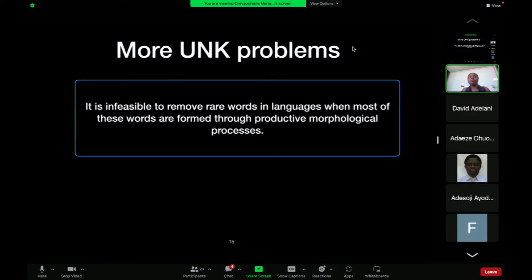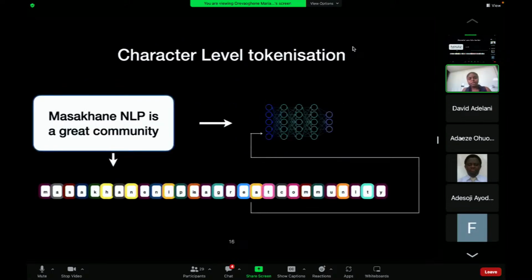And removing rare words just means that you're typically removing most of the words in the training data. So then people are like, okay, if word level tokenization is not good enough, let's do character level tokenization. So I have the same sentence here, but here I'm tokenizing at character level.